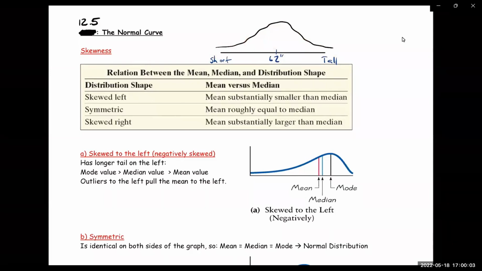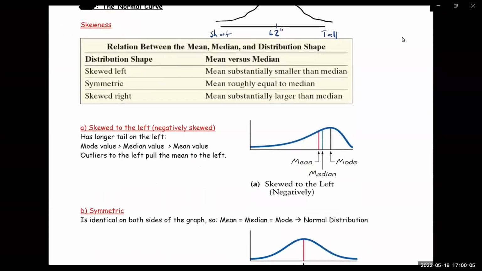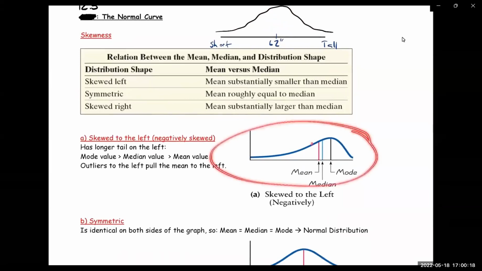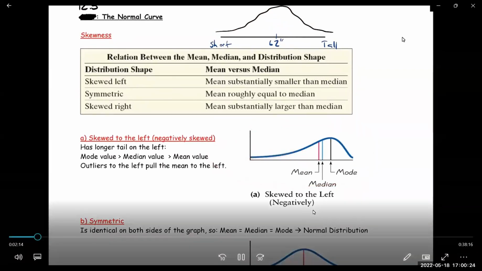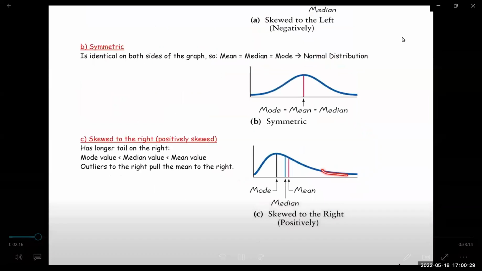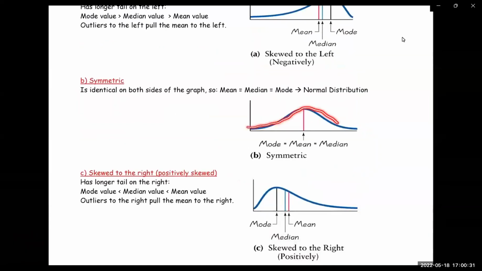All right, so let's see, skewness. Skewness means that you don't have a bell-shaped curve. You're skewed either to the left or to the right. So here are the different shapes. Skewed left would look like this, because the tail is to the left. So that's what they mean by skewed left. The tail is on the left side. Skewed right would mean that the tail is on the right side. And then symmetric means you have a bell-shaped curve, which is a normal distribution.